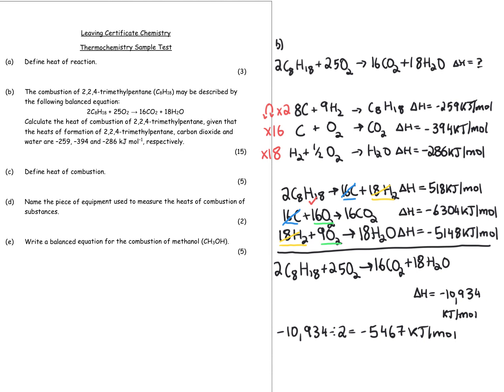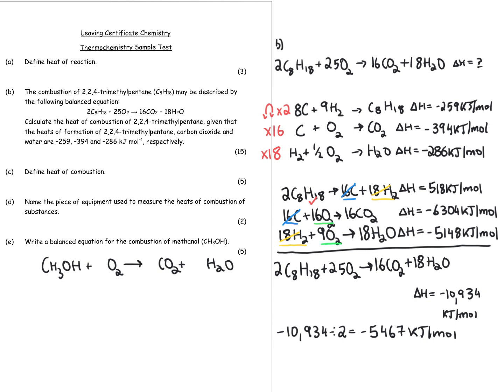The final part here, part E, says write a balanced equation for the combustion of methanol, which is CH3OH. Now, you should remember again that the combustion of any hydrocarbon gives us carbon dioxide and water, and it's the same for a fuel. So, for example, here where we have CH3OH, we're going to combust that, so it's going to be reacting with excess oxygen, and it's going to form carbon dioxide and water. Then we just need to balance.